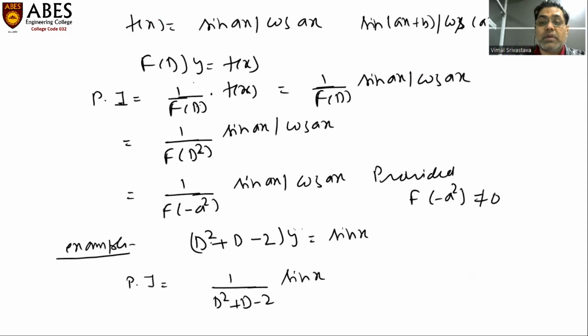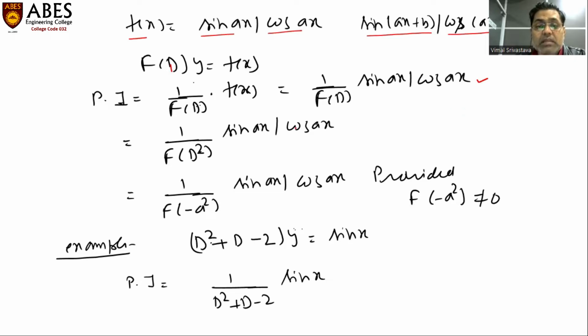Now, today we will be discussing how to find PI when our f(x) is sin ax or cos ax. In more general form, this could be sin(ax plus b) or cos(ax plus b), where a and b are some constants. So we will start our discussion by taking f(x) equal to sin ax or cos ax. Let us consider our equation F(D)y equal to f(x). So once we find PI, this F(D) will come to the right-hand side: 1 upon F(D) into f(x). So this could be written as 1 upon F(D) sin ax or cos ax.